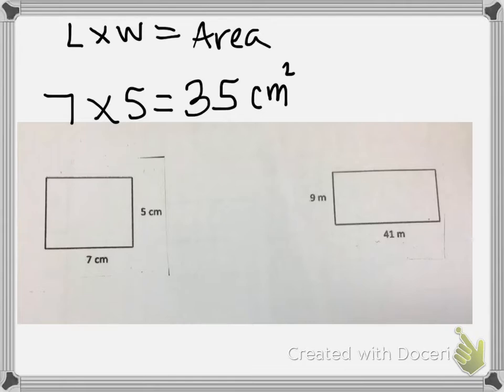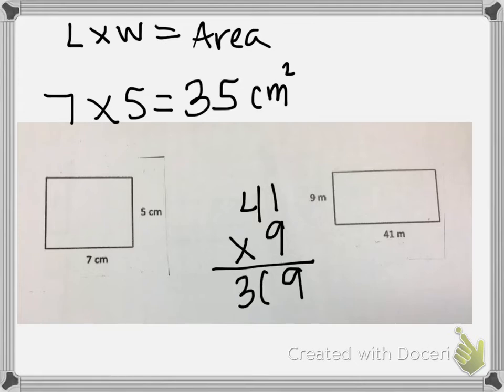The next example, we have been given 41 as our length, and then I'm going to times that. I'm going to write this up and down so that I can do the work, times the width of 9. So 9 times 1 is 9, and 9 times 4 is 36, so 369 meters squared would be the area of that rectangle.